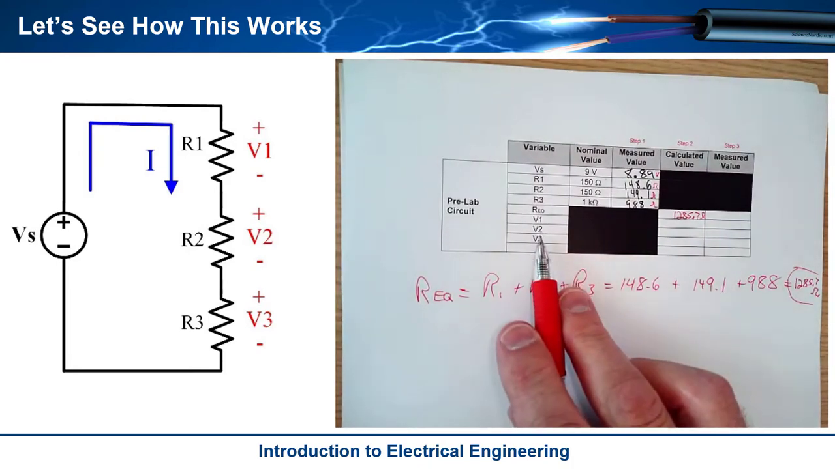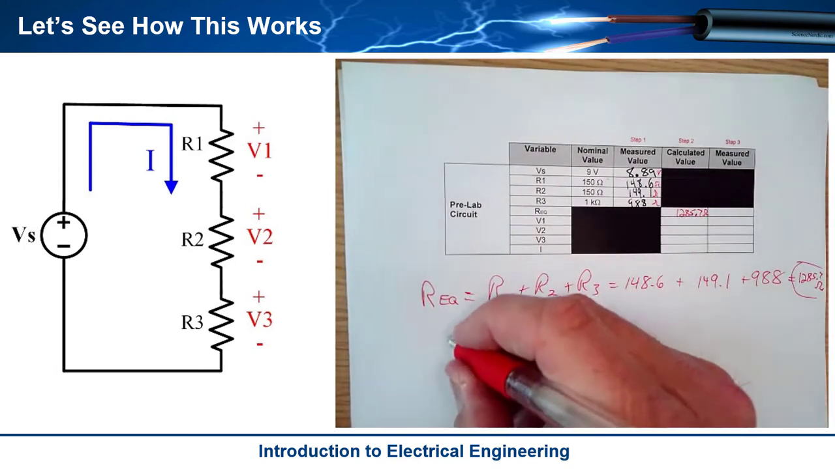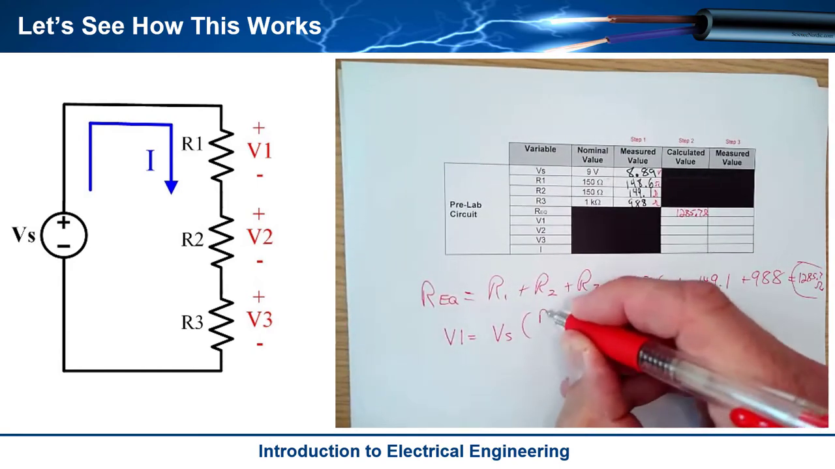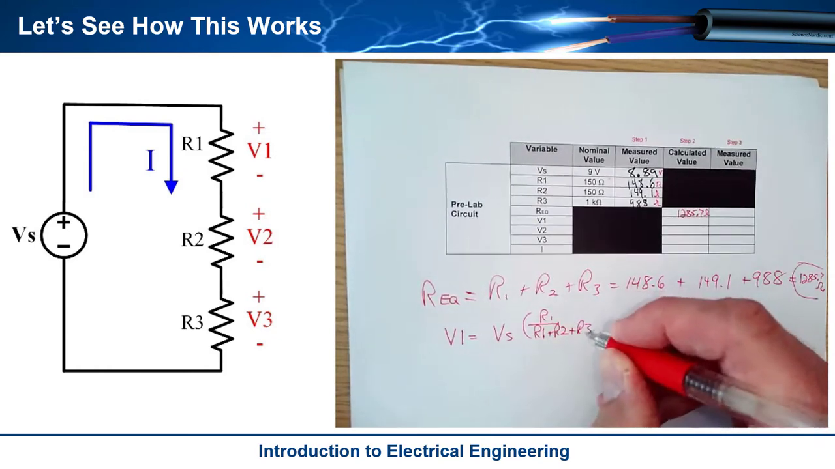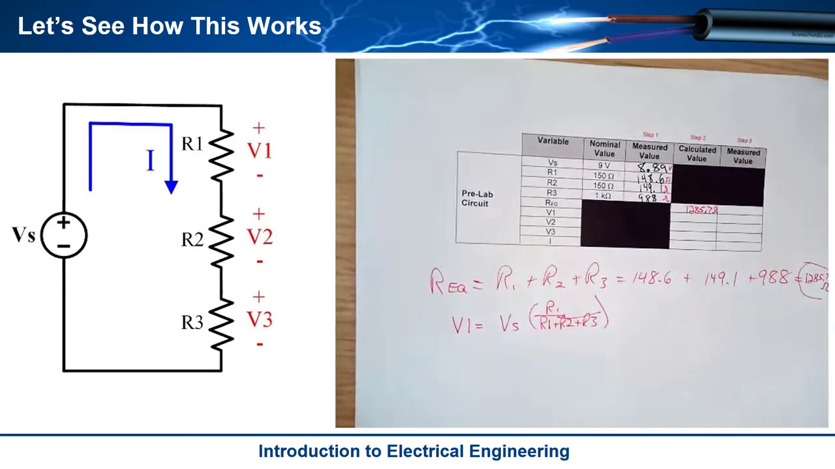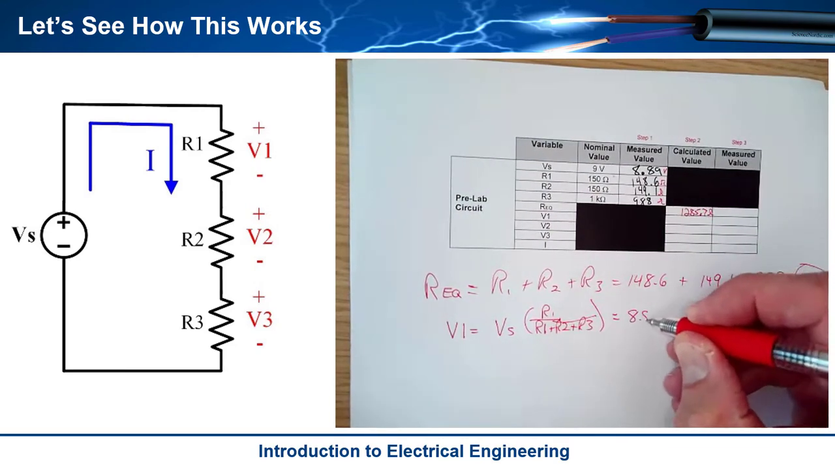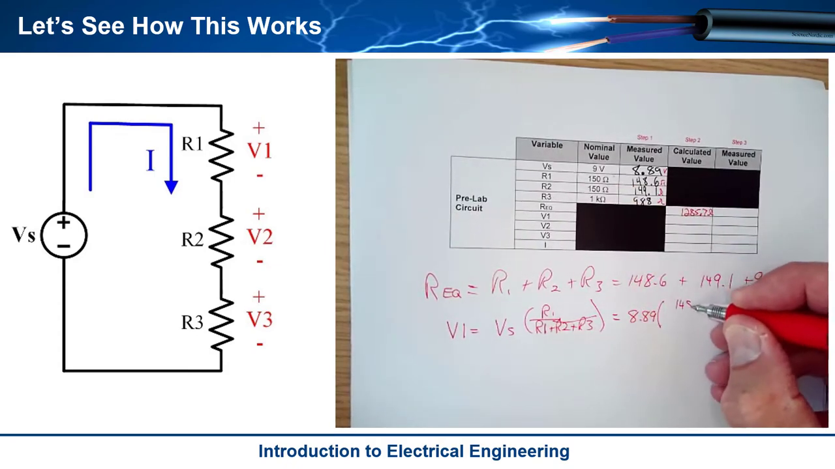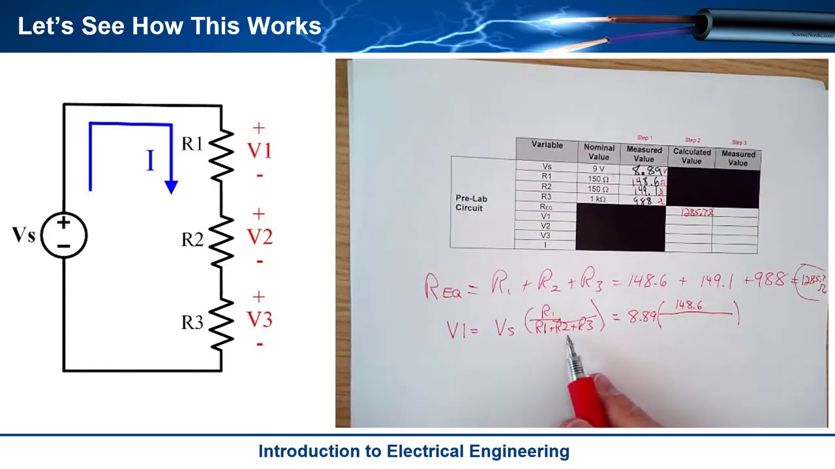Let's calculate V1, V2, and V3 using a resistive divider or a voltage divider expression. So what I can do is I can say V1 is equal to Vs times R1 over R1 plus R2 plus R3. And so that's my expression that I'm going to use to find the voltage on V1. Well, all I got to do is plug in these values now. So what was Vs? Well, the measured one I have is 8.89 multiplied by, and now we got R1, which is 148.6 over the sum of these, R1 plus R2 plus R3.